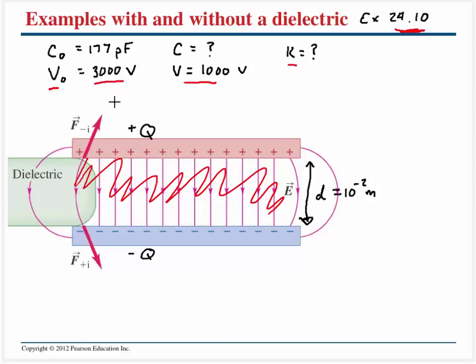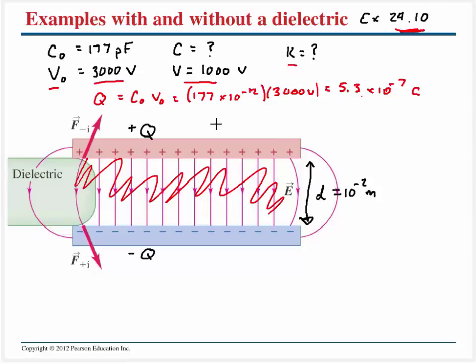Well, first let's calculate what the charge is. The charge is going to be equal to the initial capacitance multiplied by the initial voltage, which is 177 times 10 to the minus 12th, that's a picofarad, and then the voltage is 3,000 volts. We're going to get 5.3 times 10 to the minus 7 coulombs. That's going to be the charge.